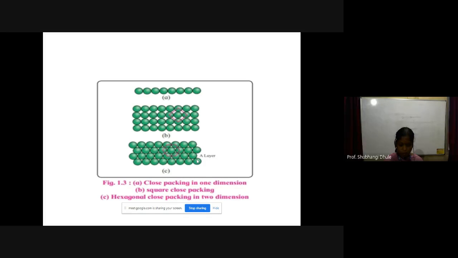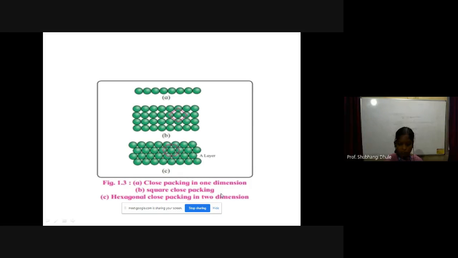Why is it called hexagonal? Because if you select any sphere here, its close neighboring spheres are 6. The close contact neighboring spheres here are 6. So this number 6 is called the coordination number. If you join the centers of these 6 spheres, you get a hexagon. So that's why it is called a hexagonal close packing in two dimension.